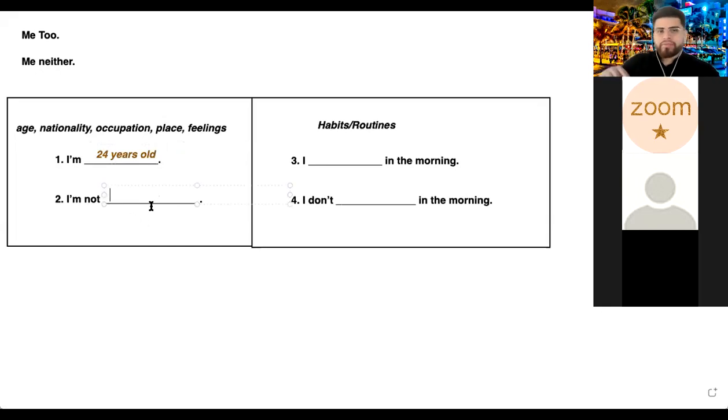And for I'm not, you put something that you are not. For example, I can say, I'm not a doctor. Okay. For number 3, you can talk about your habits and routines in the morning. All right. I can say I do exercise in the morning. I don't watch TV in the morning. Okay, so please complete these four sentences.